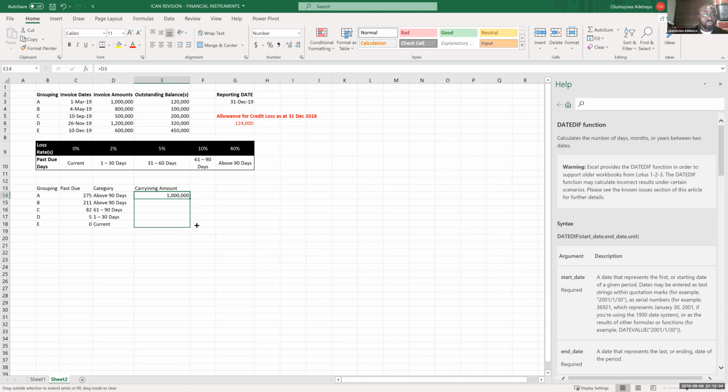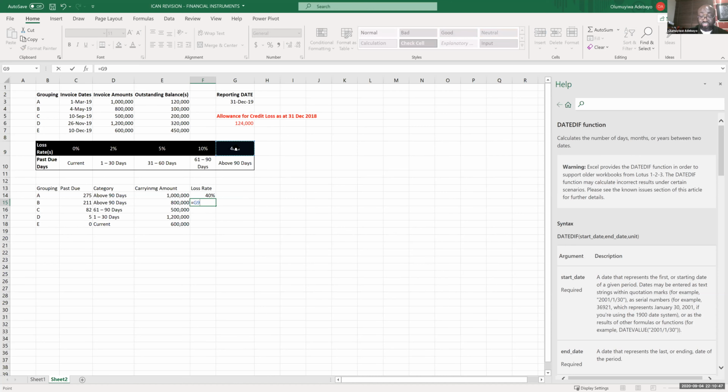Now, recall, what is the loss rate we are to apply? The loss rate for above 90 days is what? 40%. The loss rate for above 90 days is also 40%. The loss rate for within 61 and 90 days is what? 10%. The loss rate for between 1 and 30 days is what? 2%. The loss rate for current, which means those that are not yet due, is 0% based on historical data they gave us. Therefore, what is our ECL?